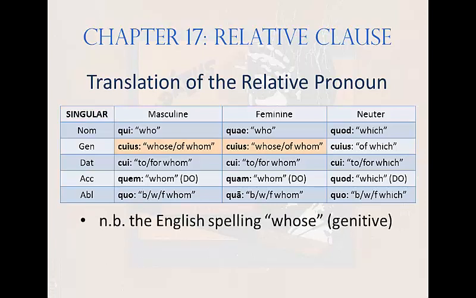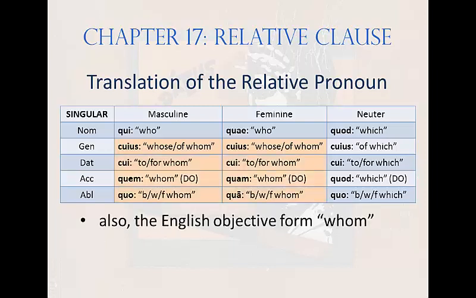English spelling presents one challenge in the genitive singular, where the proper form is spelled W-H-O-S-E, whose, a spelling that distinguishes that form from the contraction who's, W-H-O-apostrophe-S, a shortened form of who is. Also, English retains an archaic objective form, whom, used in the non-nominative cases, such as of whom, an alternative for whose, to whom in the dative, whom in the accusative, and by, with, or from whom in the ablative.